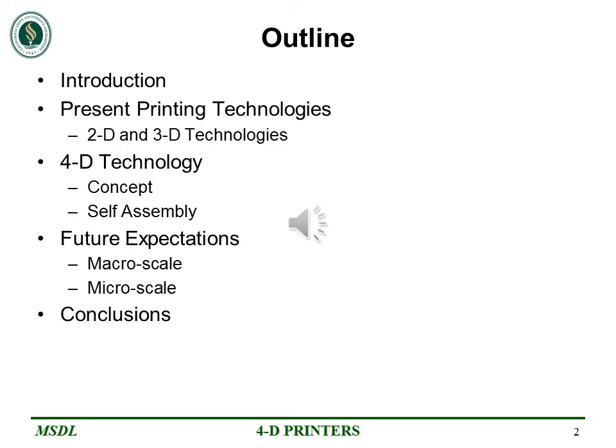This is the outline of my presentation on 4D printers. The first point is the introduction, then the second point is the present printing technologies, which are of course the 2D and 3D printing technologies. Then the next point is 4D technology, which includes the concept of 4D technology as well as self-assembly, which is the basis of 4D technology. The fourth point is the future expansion of this technology at two different levels, which are macro and micro scales. In the end, there is the conclusion part of the presentation.